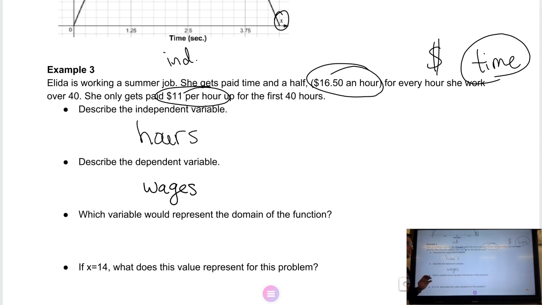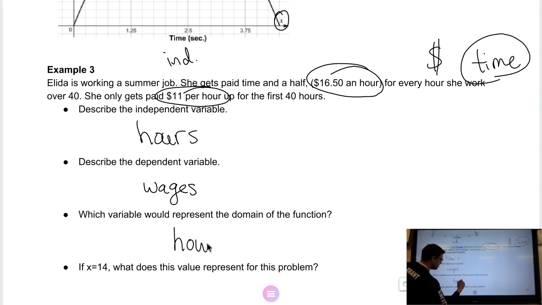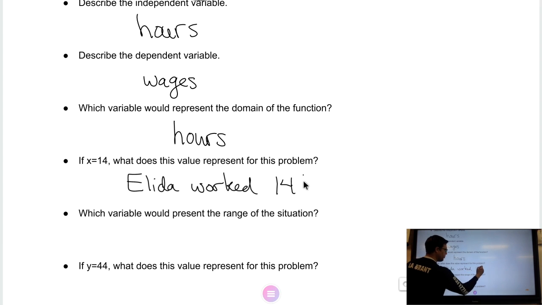Which variable would represent the domain of the function? Remember, domain is x, independent is x. So hours. If x equals 14, remember, x is the independent. x is in the domain. So what does this value represent for the problem? It means that Alita worked 14 hours.